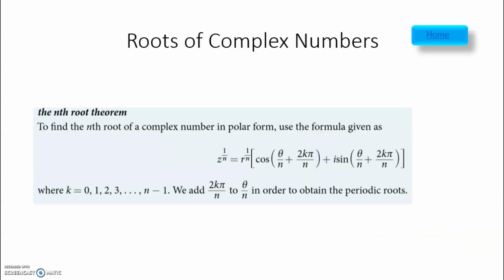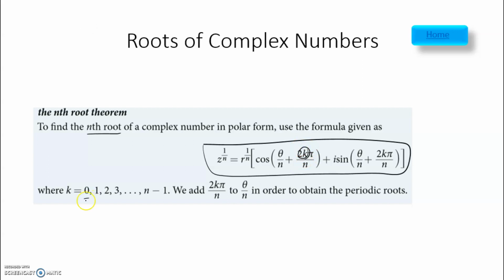Okay, and then we'll look at roots of complex numbers. If we're going to find the nth root of a complex number, we're going to find the nth root of r, and then we will plug our numbers into this formula right here. If I'm looking at the square root of a complex number, I will have 2 answers. If I look at the fourth root of a complex number, I will have 4 answers, because this k right here will start at 0 and go up to n minus 1.